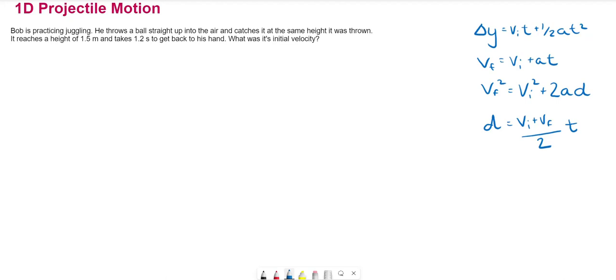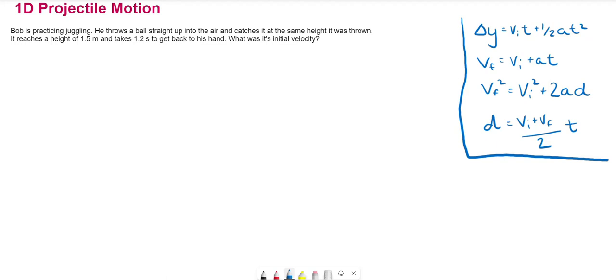Okay, so we're going to go over a couple of one-dimensional projectile motion problems. There are two different types, and we'll go over both of those different types. So here are our kinematic equations off to the side. These are the equations that we'll need in these types of problems. So we'll go ahead and go through this first one.